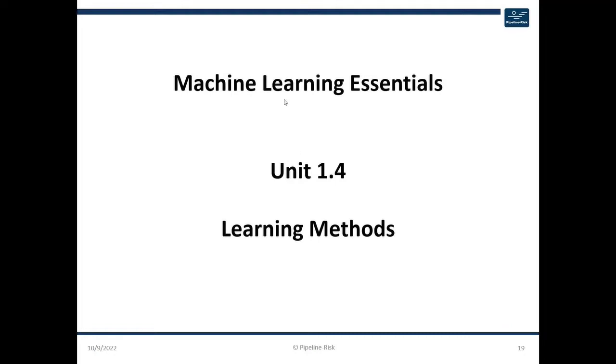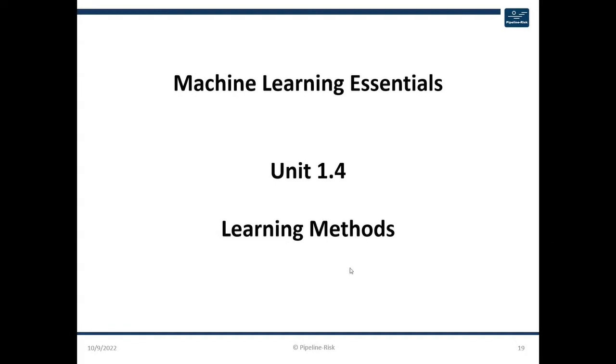Okay, this is Machine Learning Essentials, Unit 1.4, and we're going to cover learning methods. Now, the previous unit talked about learning types. So we talked about supervised versus unsupervised, classification, and regression. And the next layer underneath those categories would be the methods that you would use for the actual learning process. Methods are used to find useful patterns that you can then turn into models and apply to similar types of data.